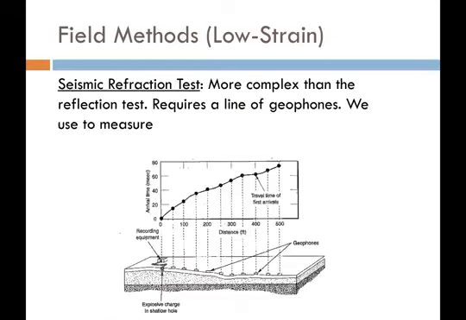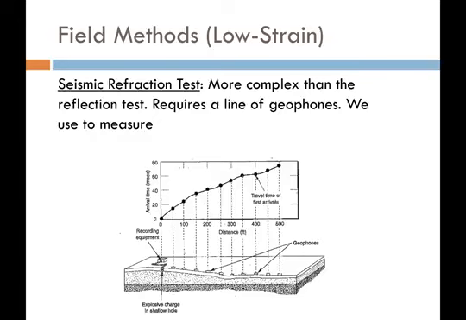Okay, another type of in situ geophysical test, a low strain test that's popular, is called a seismic refraction test. Now this is more complex than the reflection test. The reflection test is going to assume nice horizontal layers and just a nice two-layer system. If I have seismic refraction, I'm not going to have just one receiver, but I'm going to have multiple receivers laid out in a line along the ground. And then I'm going to have my explosive charge, and all of these receivers are going to be picking up the different travel times of the first arrival wave.